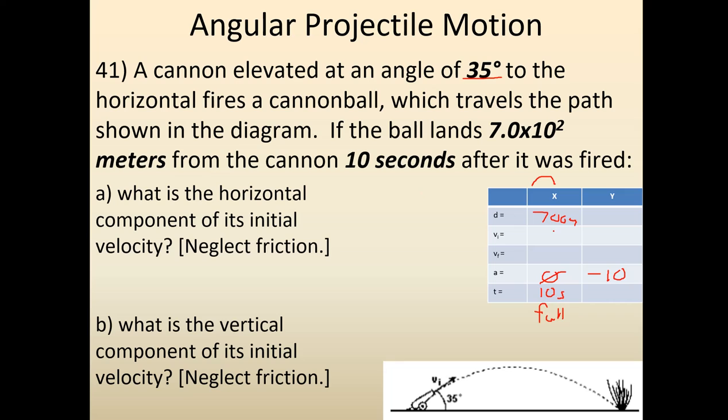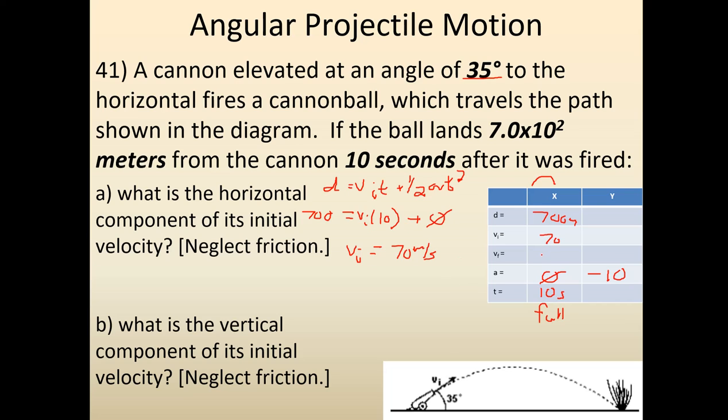All right. Now, normally I've said that you can only be missing one thing in the X, but you have to remember that VI and VF are the same thing, always the same. So this is enough information. What I can do is use the magic D. D equals VIT plus 1/2 AT squared. 700 meters equals VI times 10 plus 0. Remember, we're only using the X side. And you end up getting that the initial velocity was 70 meters per second.